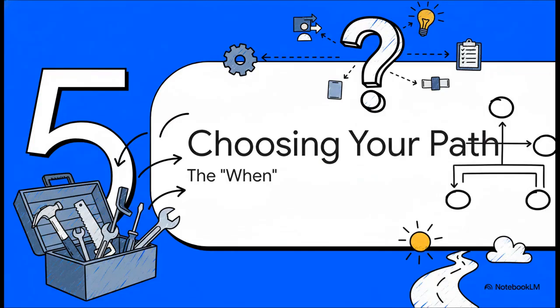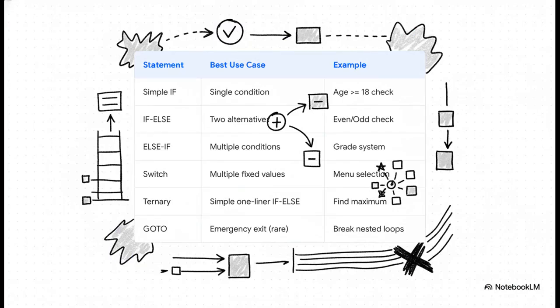Okay, so we've looked at the entire toolkit. We've seen all the different tools. The final and maybe the most important piece of the puzzle is knowing which tool to pull out of the box for which job. This table right here is your ultimate cheat sheet. Let's run through it real quick. Got one single condition to check?